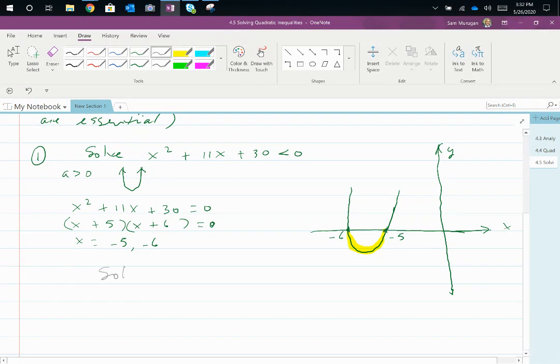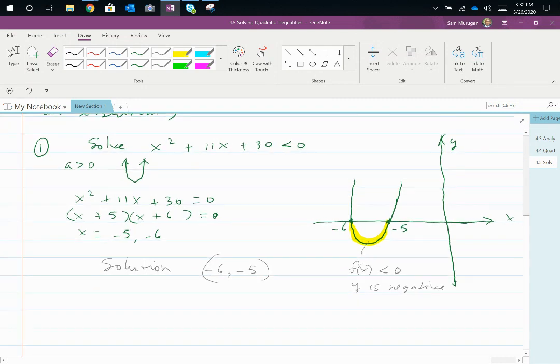So the solution is from -6 to -5. This part of the graph is f of x less than 0. In other words, y is negative.